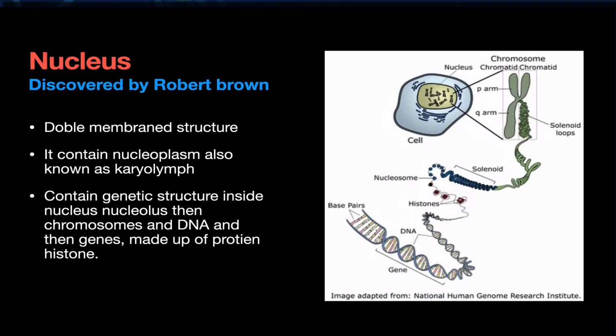Then we have nucleus. Nucleus is the powerhouse, or we can say brain of our cell. This brain was discovered by Robert Brown, and it is a double membrane structure. So if you get it in MCQs that which one of these organelles is double membrane bounded, then you have to tick the nucleus. It contains nucleoplasm, just like a cell contains cytoplasm, which is also known as karyolymph.